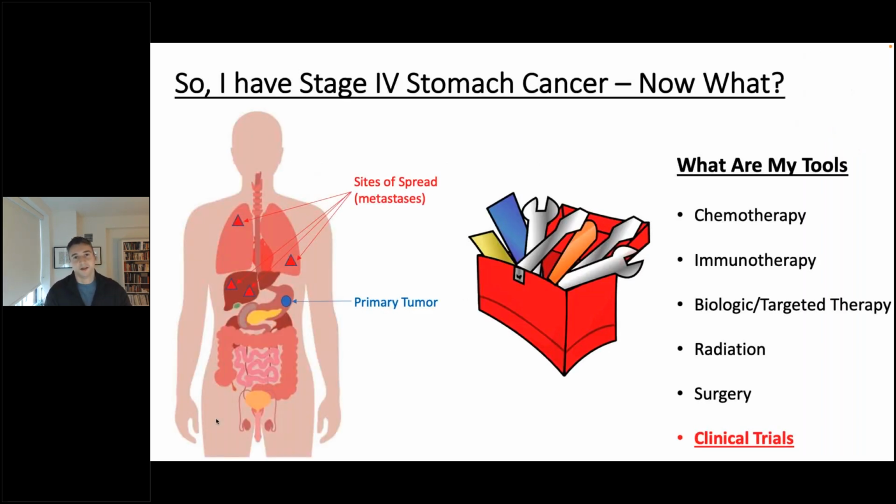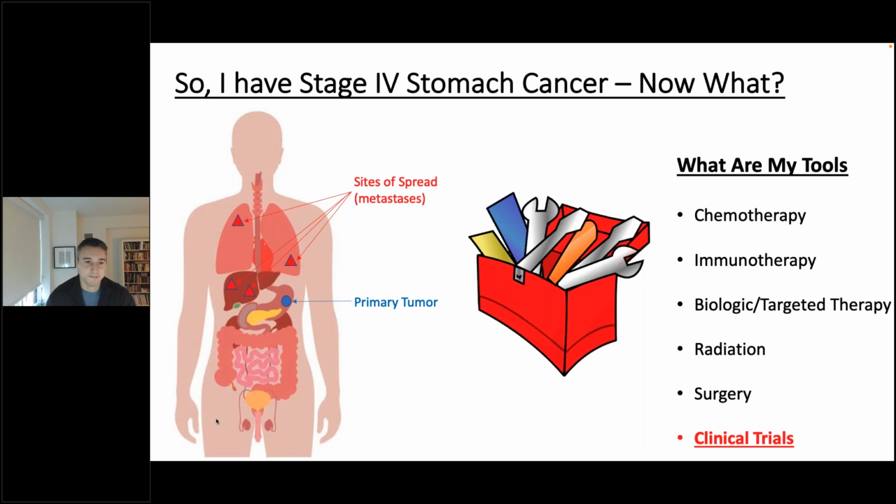All right, now we're going to transition to the second half of the talk, which is really about stage 4 stomach cancer. So unfortunately, we wish we never had to have this discussion, but this is the reality for many patients. As we saw, about 40% of patients, when they present to the office with trouble swallowing or feeling full, they already have stage 4 disease. That's just a fact. The schema, the picture on the left, just shows as a reminder, primary tumor is in the stomach. When we say primary tumor, that's what we're referring to. And the sites of spread are where the metastases are. In this case, you see liver and lungs.